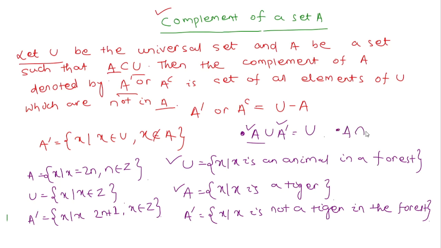And what will be A intersection A complement? What is the common element between A and its complement? It is clearly phi, because if a set is of all even integers, then any element we pick from here will not be an odd integer. So we can say that the intersection of A and its complement is always phi.